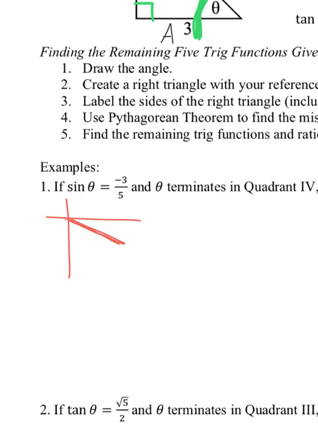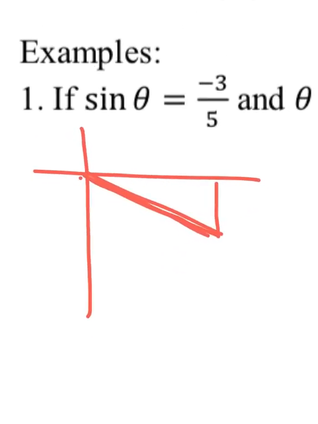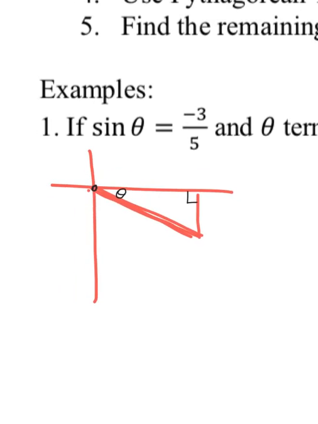Step 2, create a right triangle with your reference angle. The reference angle is the fastest way for you to get to the x-axis. So that would be me going straight up. Now this is my triangle. You're going to draw theta. This is your right angle. That's why we're able to do this. Theta is directly next to the origin, but it's in the triangle. That's theta.